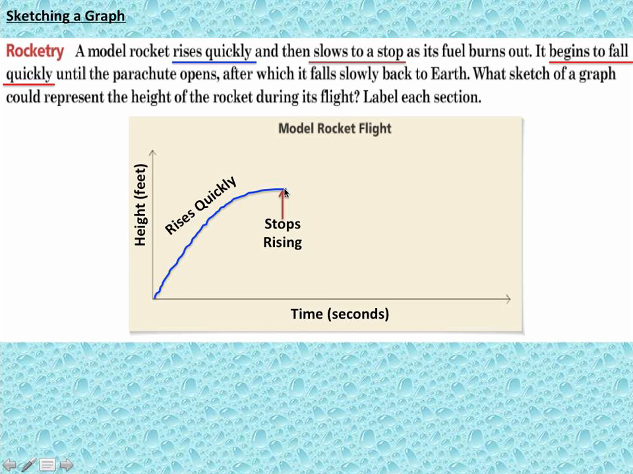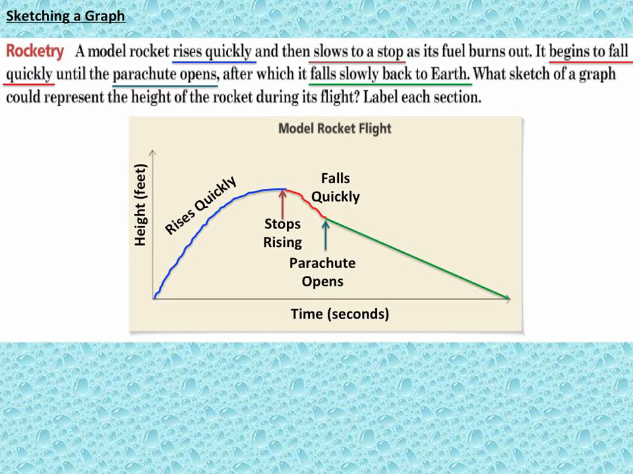All right, and then it starts to fall quickly. All right, so it's going to go down pretty quick. All right, it starts to go down. And then the parachute opens. All right, so once the parachute opens, then it keeps going down, but it starts to go down slower, and it goes down consistently down to the ground after my parachute opens, and it should look like that. Okay, so that's my interpretation there. Hopefully it's okay with you. All right, fall slowly there.